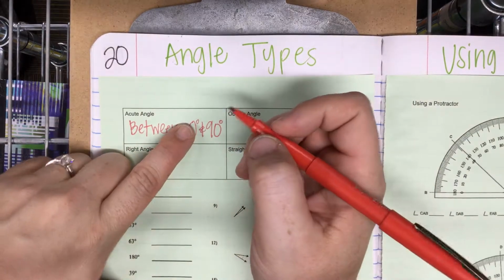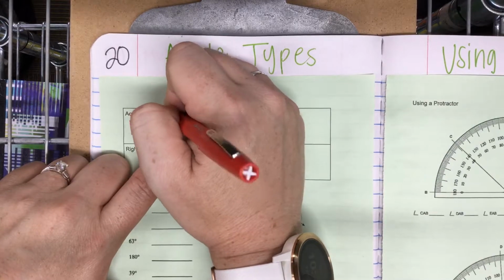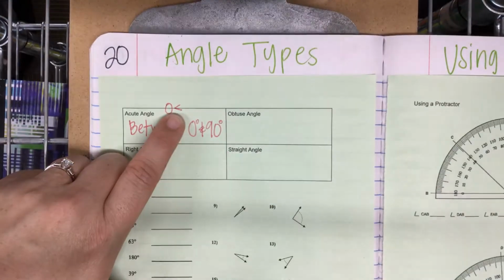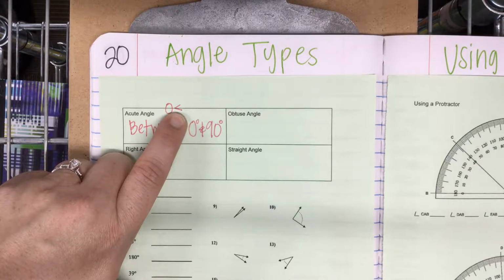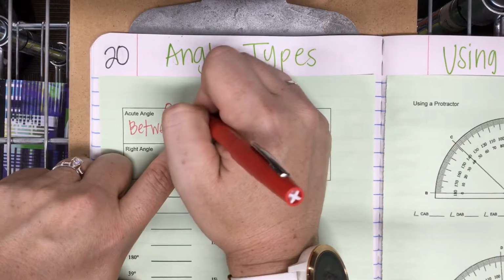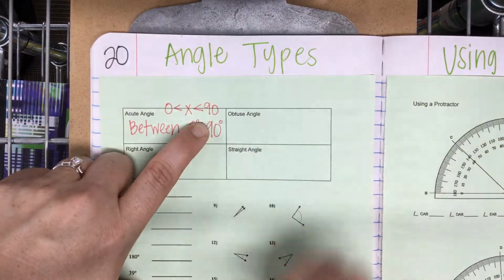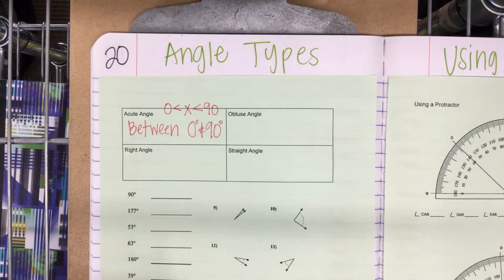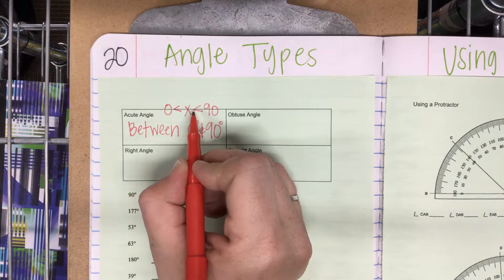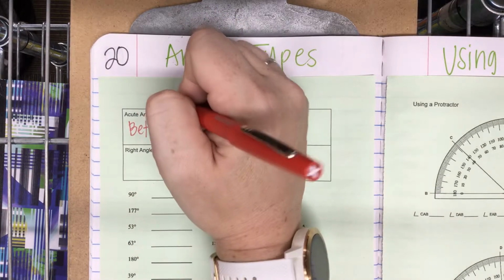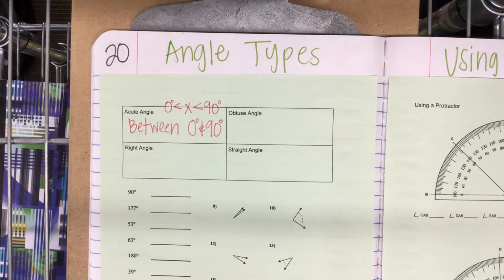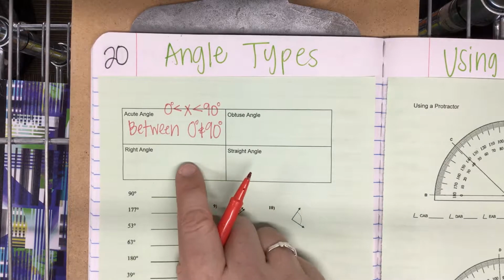If I was going to write this algebraically, I would put the number 0, an inequality, X, and then 90. I'm not putting the line underneath, because the line underneath means it could equal it. This means it's between. It has to be inside that range.